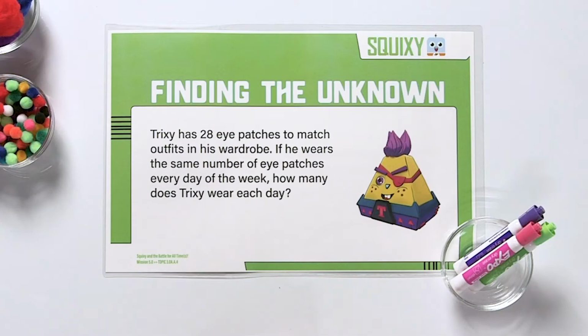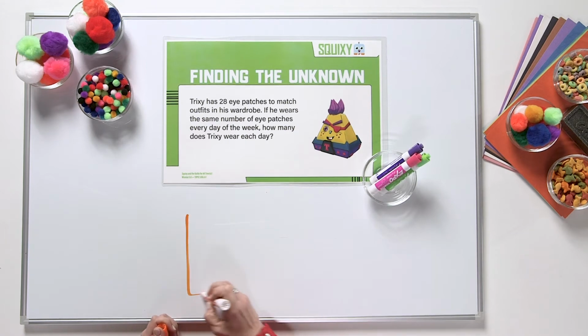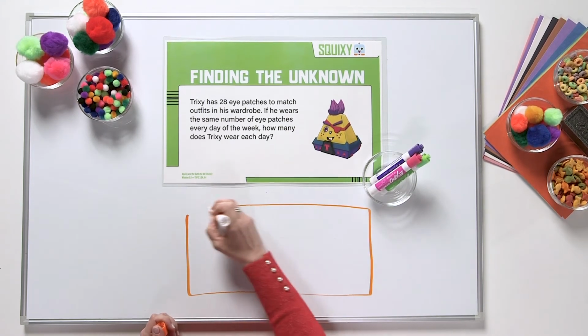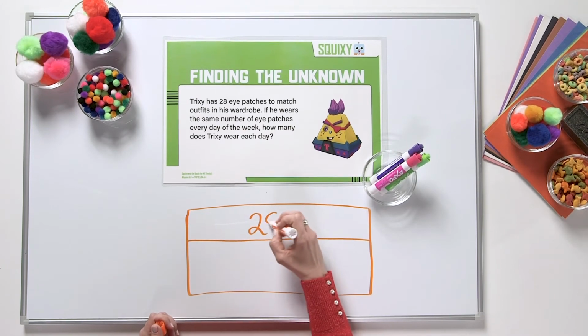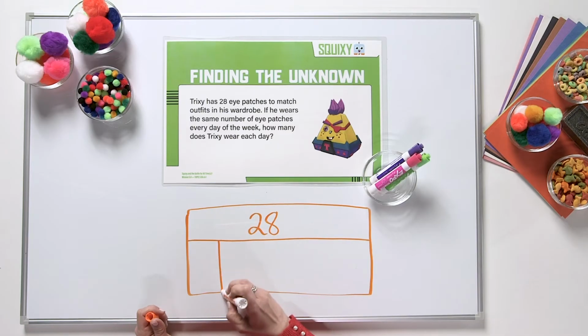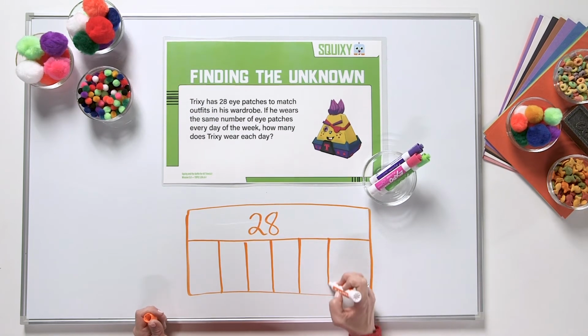Trixy has 28 eye patches to match outfits in his wardrobe. If he wears the same number of eye patches every day of the week, how many does Trixy wear each day? In this problem, I know how many eye patches Trixy has. So when I make the bar model, I know the whole number will be represented by 28. I also know that there are 7 days in a week. So I'm going to divide the bottom part by 7 equal groups.